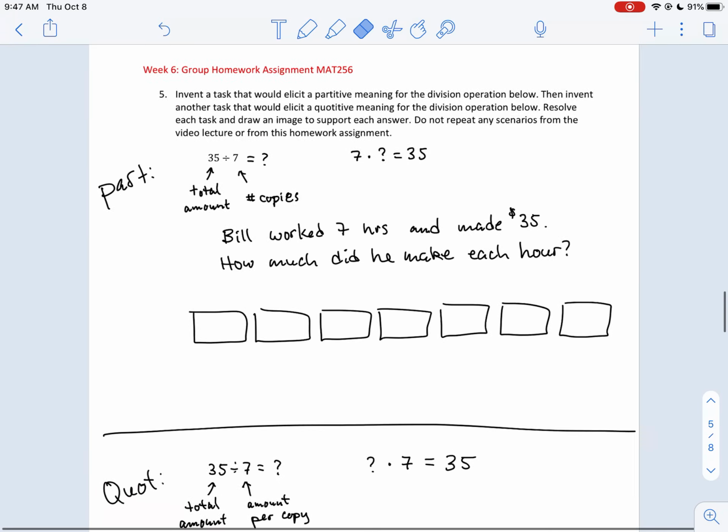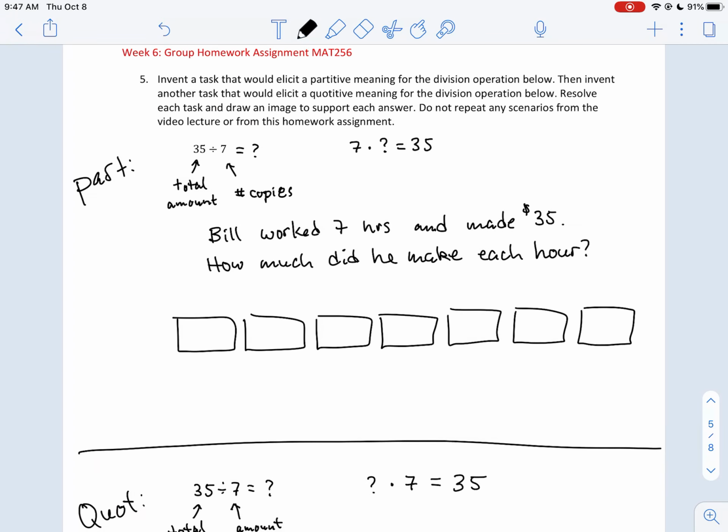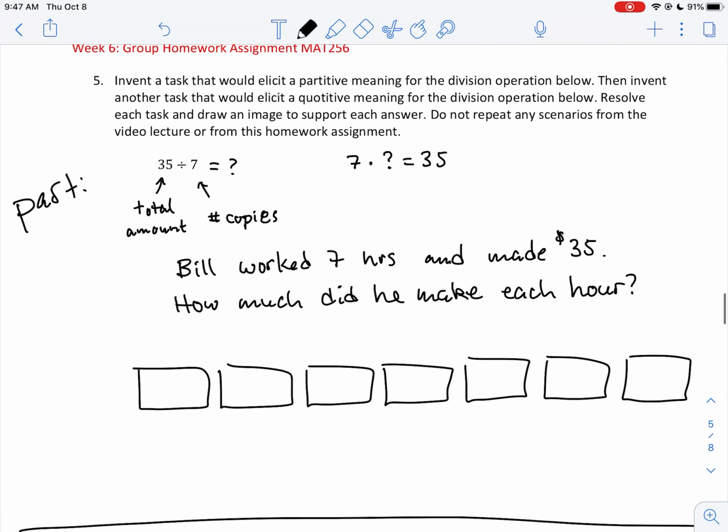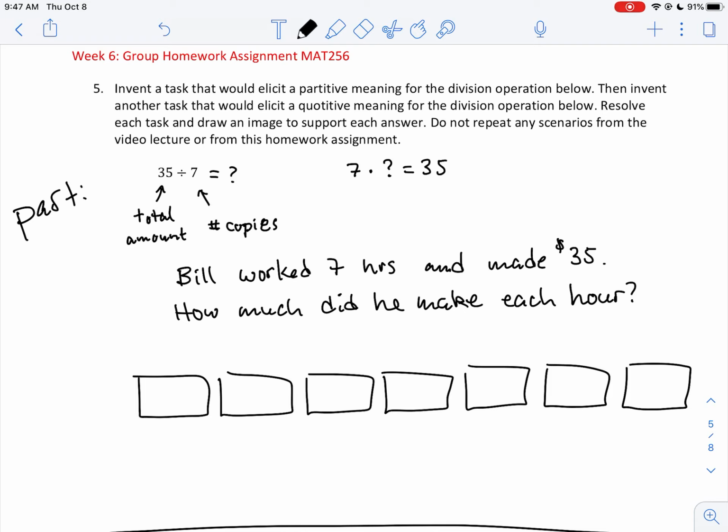Number 5, invent a task that would elicit partitive meaning. So partitive is when we're trying to find a missing multiplicand. It's always helpful to remember that partitive is missing multiplicand and quotative is missing multiplier. So when I see these numbers here, it's 35 divided by 7, I want the 7 to be the multiplier, and I don't know the multiplicand.